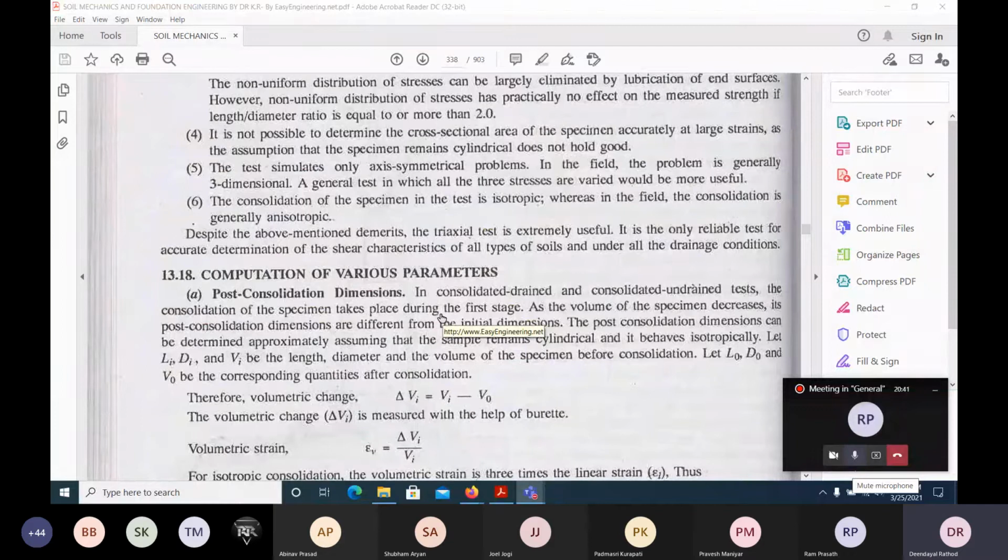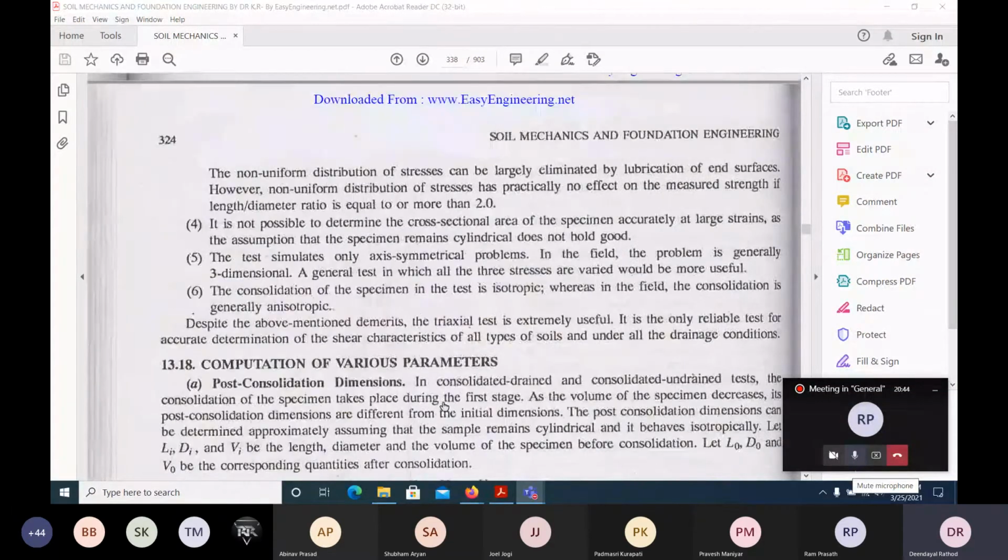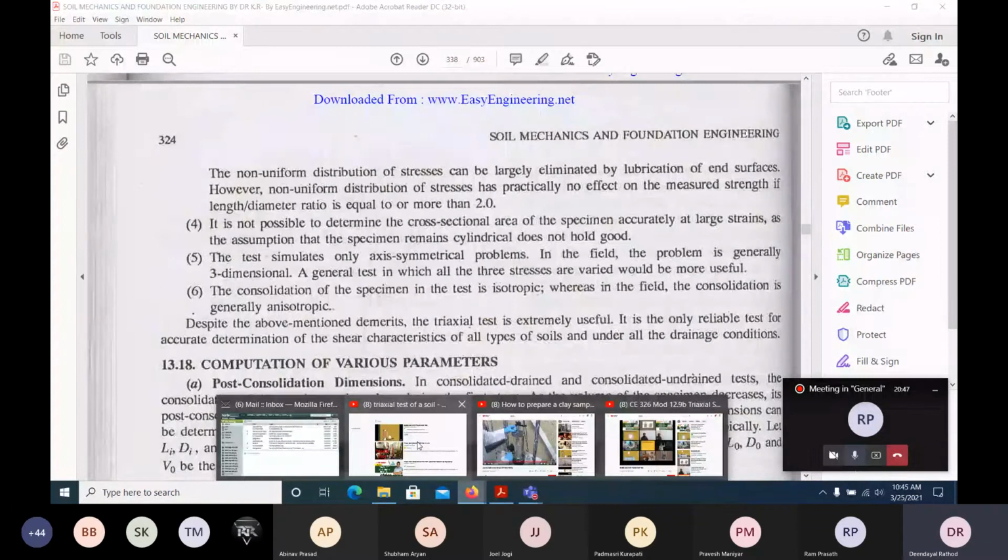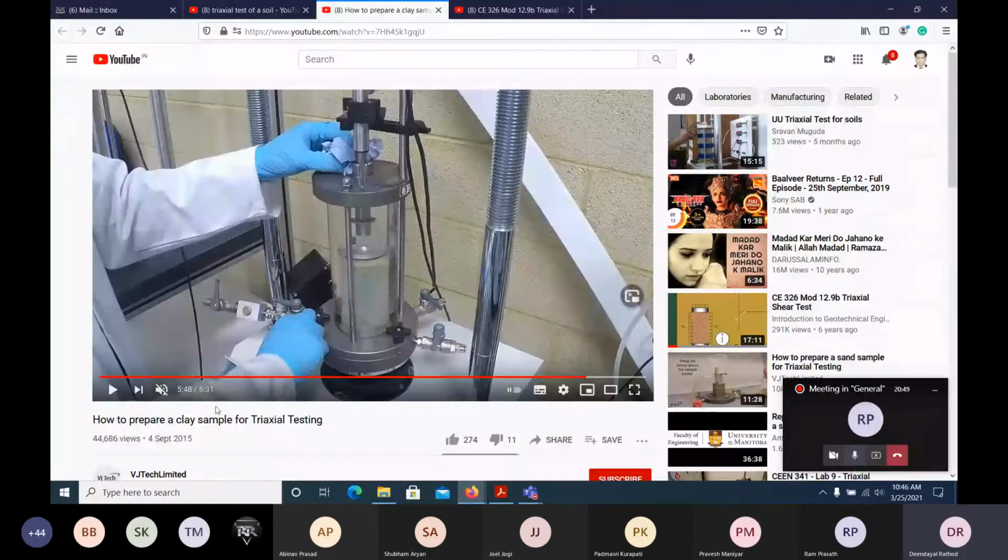Okay, so many parameters are given anyway. Before that, what we'll do is we can see some videos so that you'll understand what exactly this is.